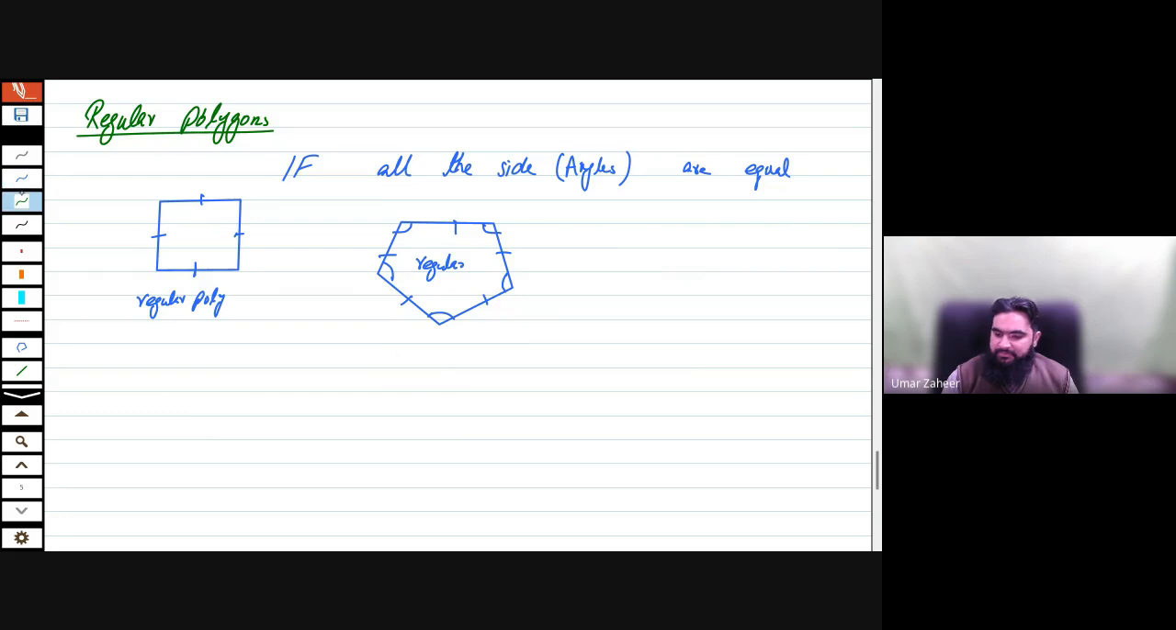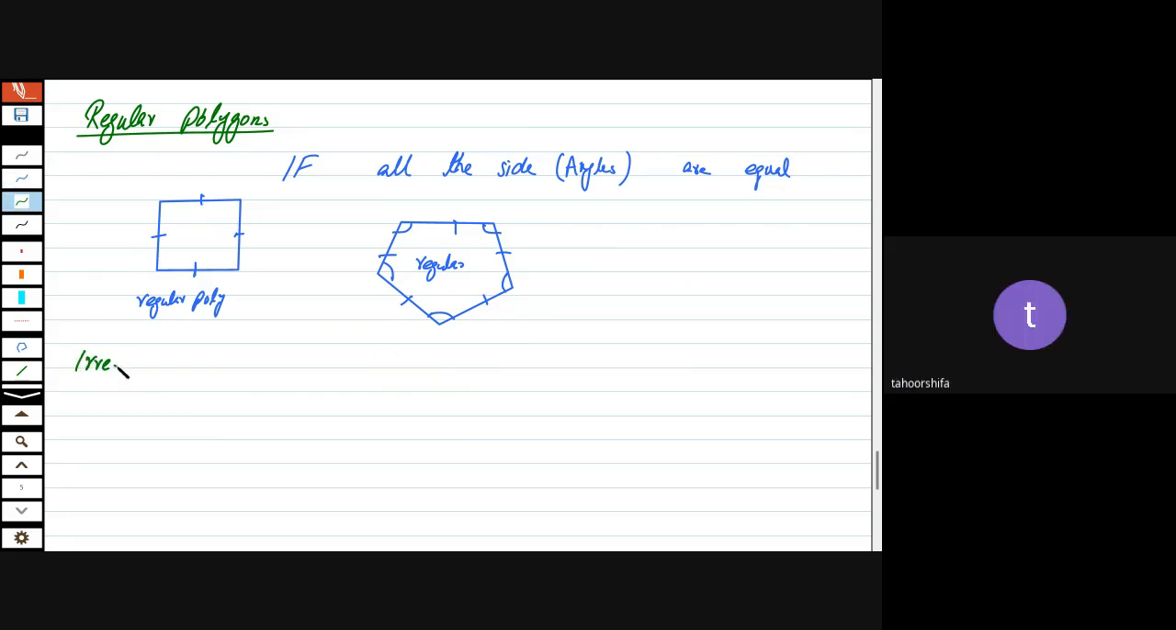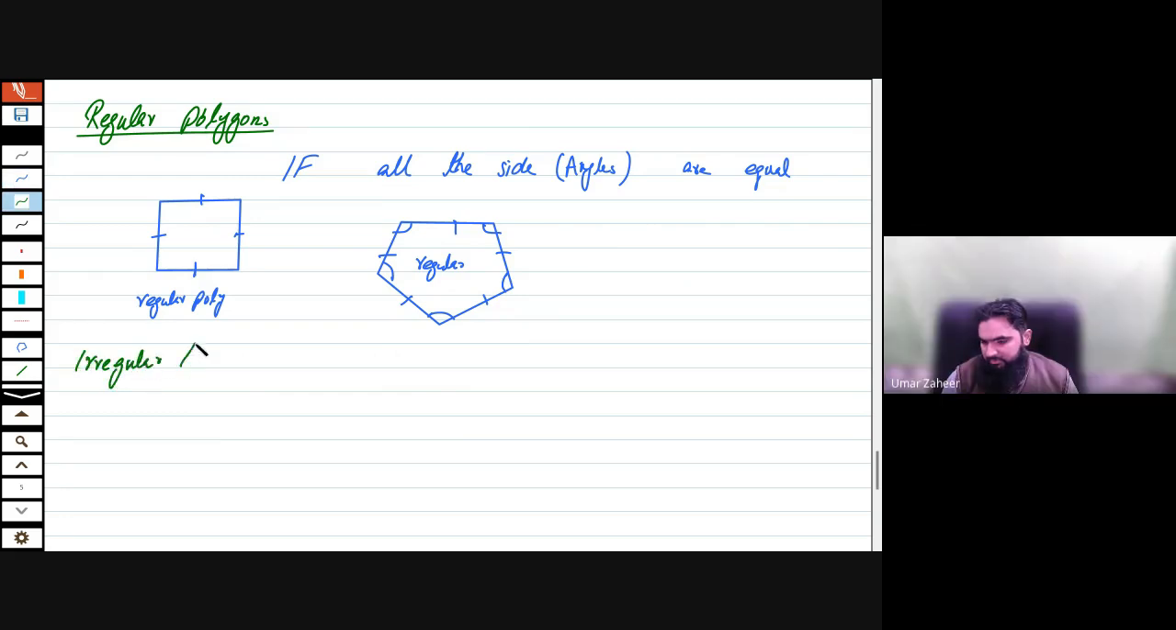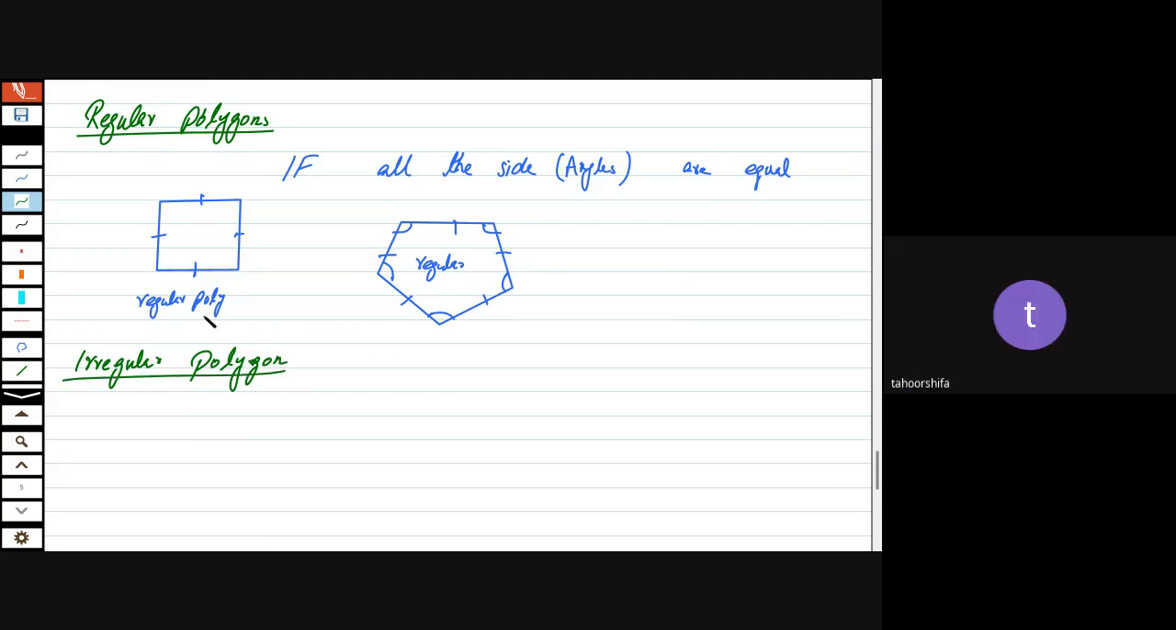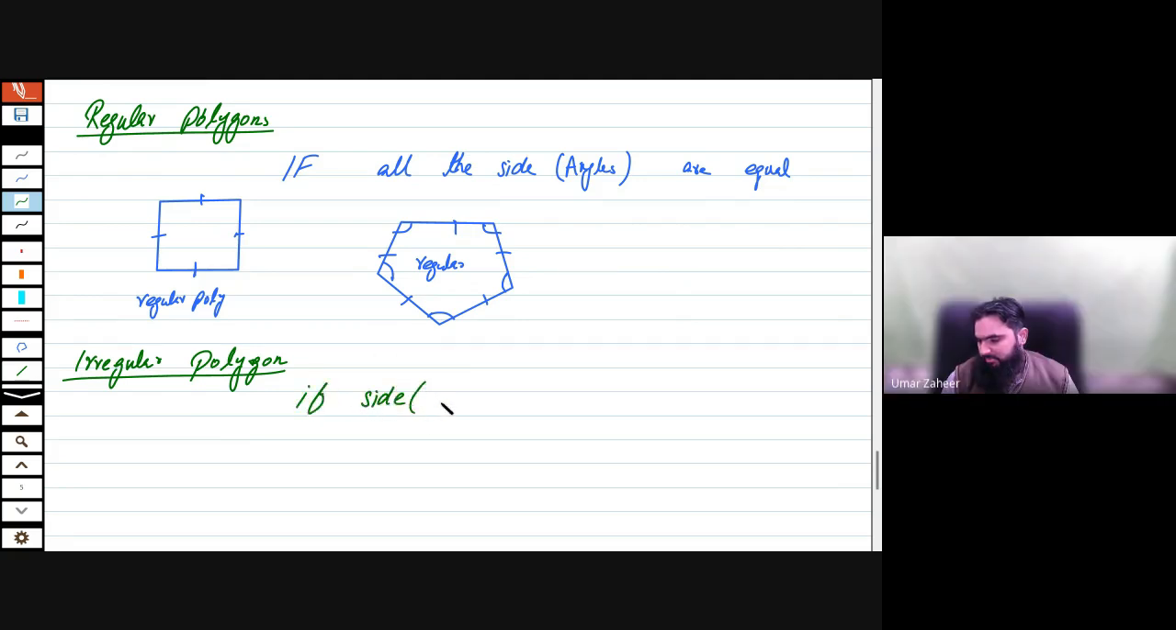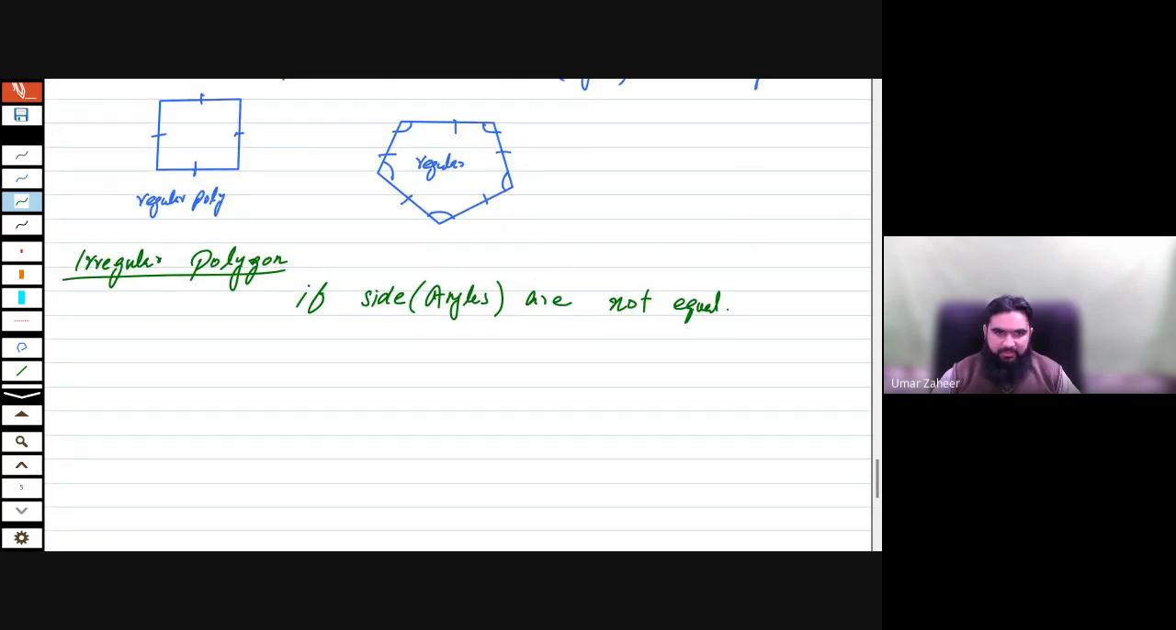On the other hand, we have irregular polygons. Sides and angles are not all equal. If sides or angles are not equal, obviously if one line is different, then that is not a regular polygon, that is an irregular polygon.